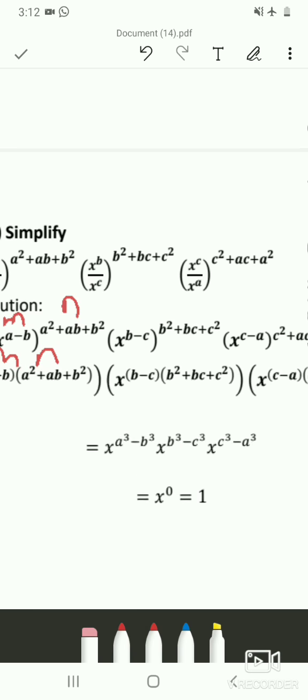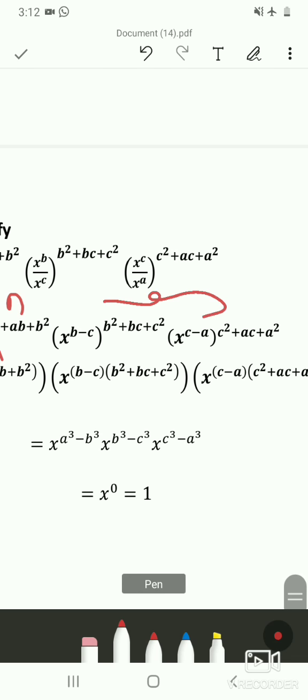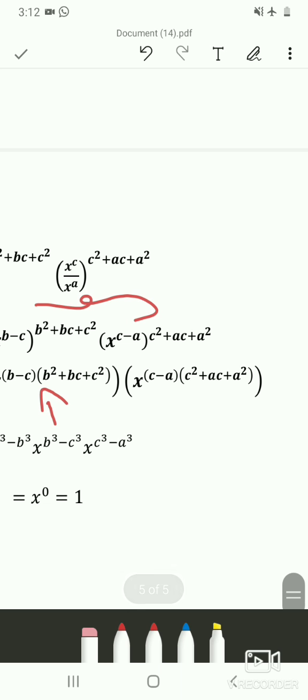So similarly for these two terms, in the similar manner, that is by using a raised to m whole raised to n law, we'll get it as x raised to b minus c into b square plus bc plus c square into x raised to c minus a into c square plus ac plus a square.